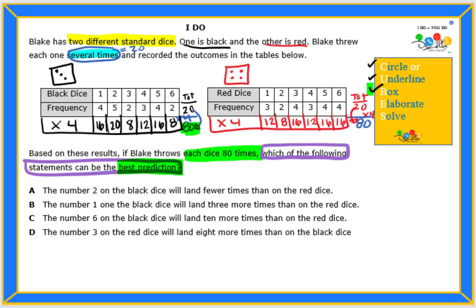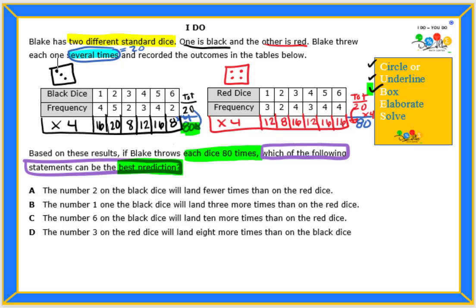So we just made a proportion for each of these outcomes. We made a proportion. We know that we have a factor of 4 so that we can have 80. And so we're multiplying each one by 4. We found that relationship.